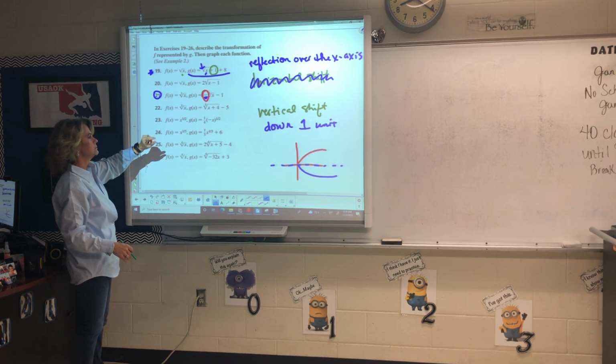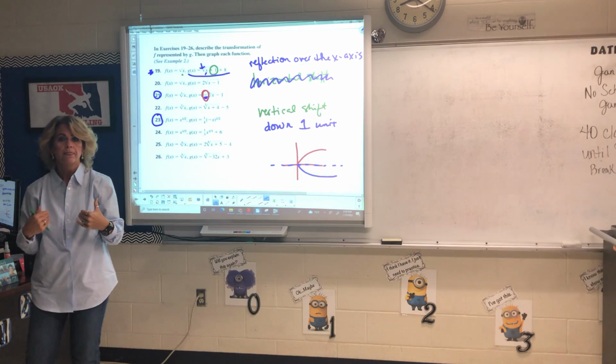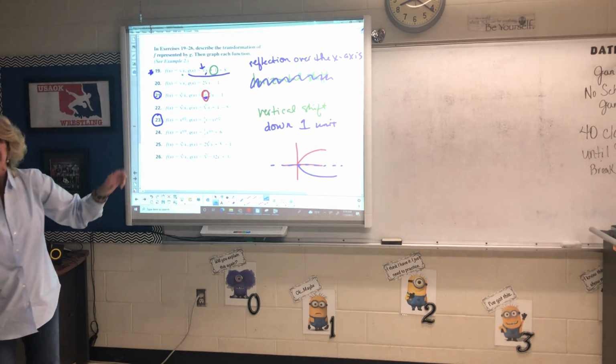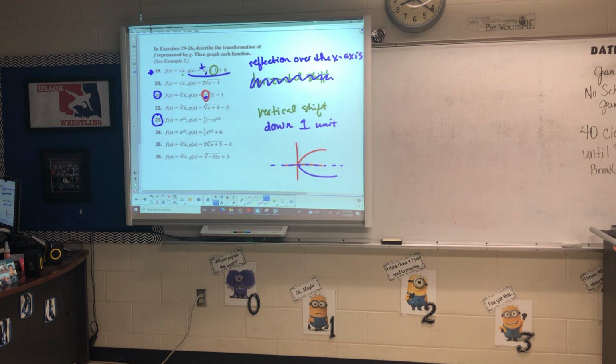Oh, let's graph 23. I know what it's going to look like. Do we understand that? And here's what I want to point out. That negative is not outside the radical, is it? That negative is inside the radical. Yes? You will have a reflection, but it won't be over what was that?